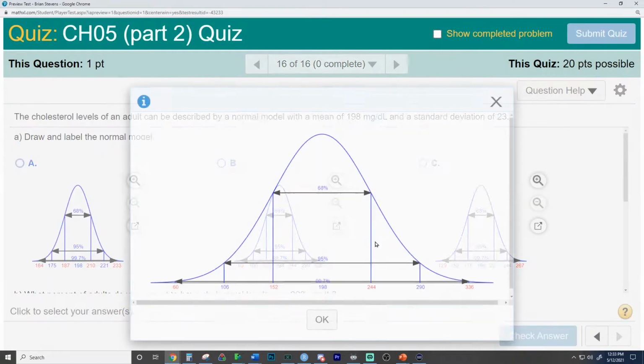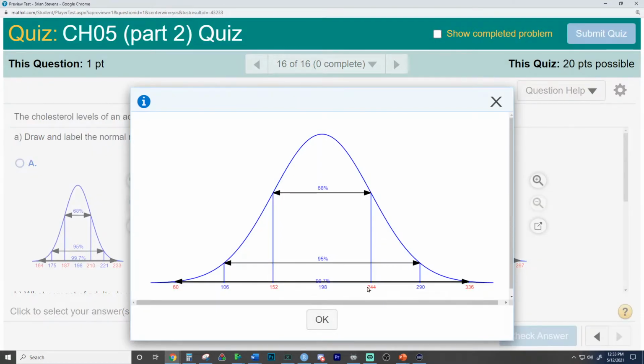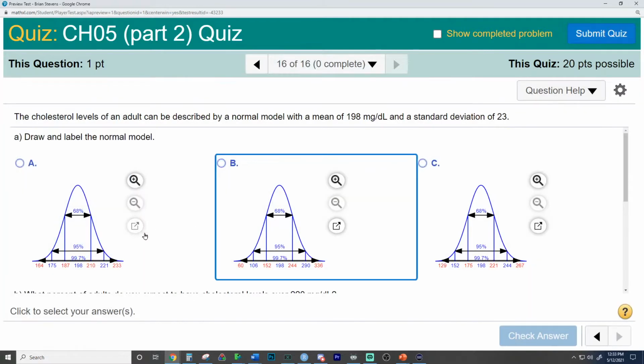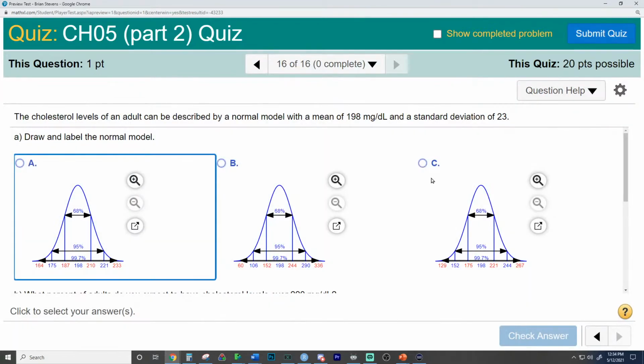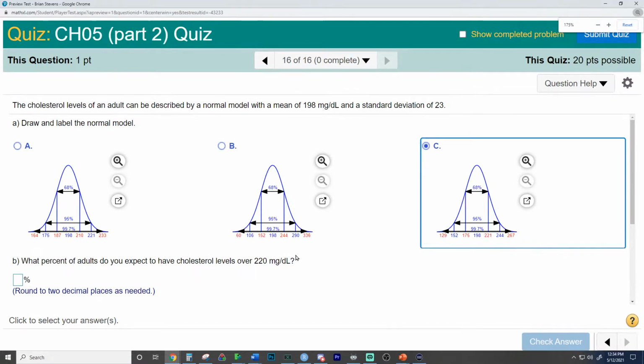That looks to be correct. Let's see. This one is more than 23, that's too big a standard deviation. This one is too small. It's like the Goldilocks story with the porridge. This one is too small, this one was too large, and this one is just right.